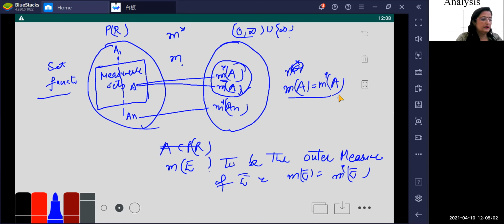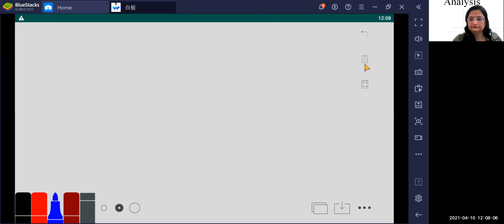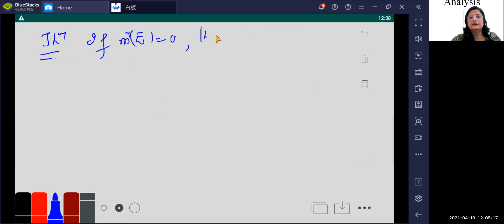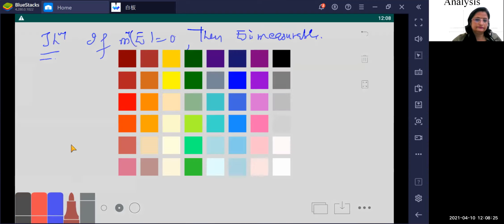Now we will have the theorem that we have done yesterday. The theorem was, if m star E is equal to 0, then E is measurable. Now we will do some corollaries.